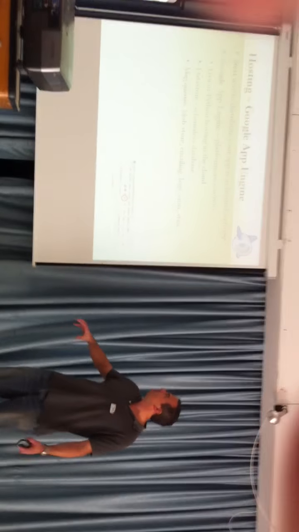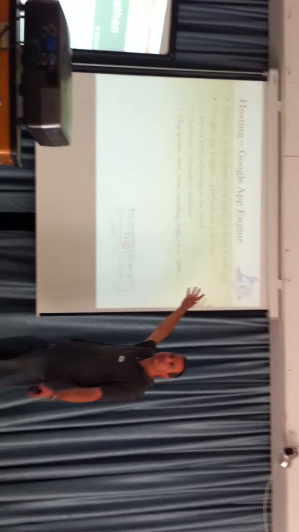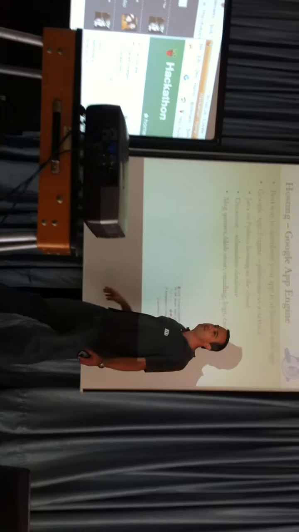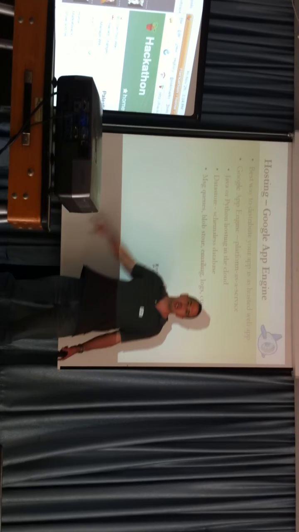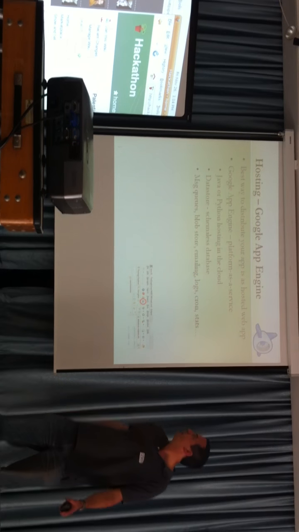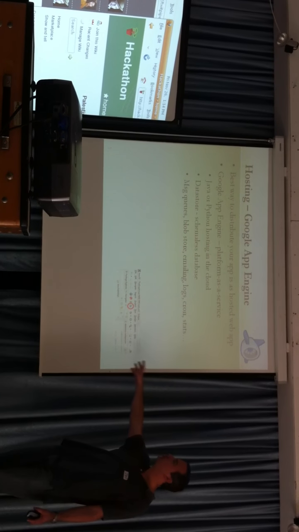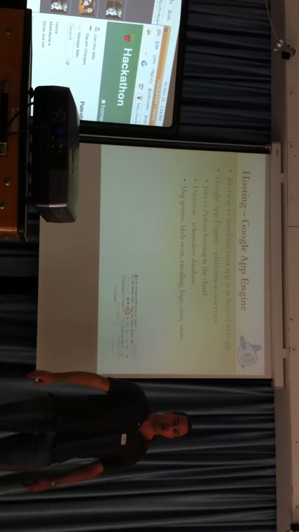For hosting, the Google App Engine is very convenient. This is what I use. There are alternatives, but it's a platform as a service. You can get free hosting for your Java and Python. There is a data store, which is like a database without a schema. You have message queues. You can store blobs. You can do emailing and logging and crons.